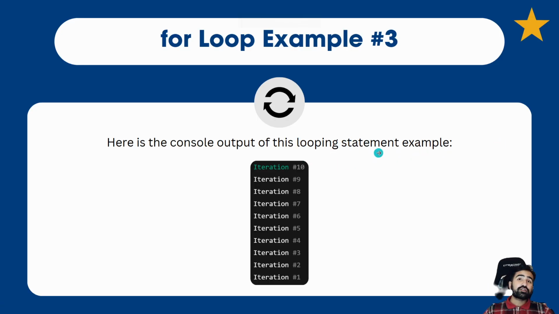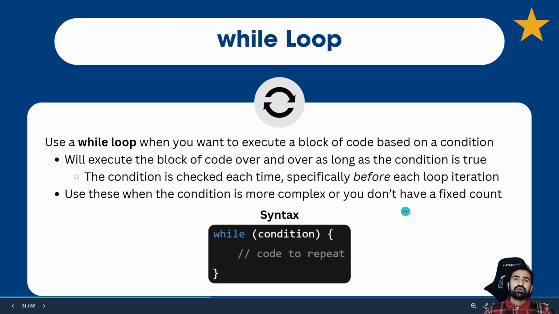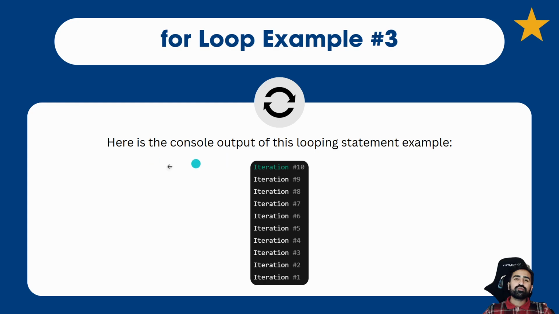So here's the console output of the looping statement example. So it starts at 10, goes down all the way to 1. Iteration 10, 9, 8, 7, 6, 5, 4, 3, 2, 1. So yeah, that's the for loop right there. Definitely enough examples, right, to wrap your head around it, hopefully.